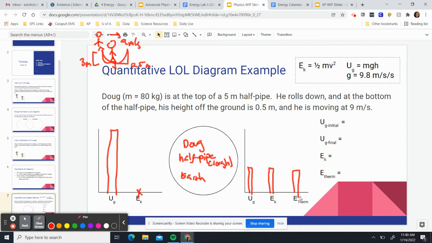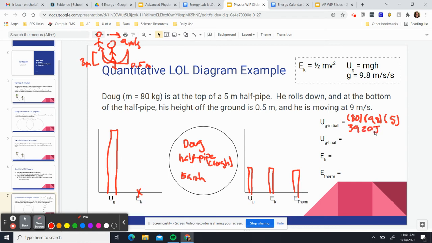So let's do calculations. For the initial, that's going to be 80 kilograms times 9.8 times his height of 5. So if I put that in a calculator, that's going to be a big number, 3,920 joules stored in his height.